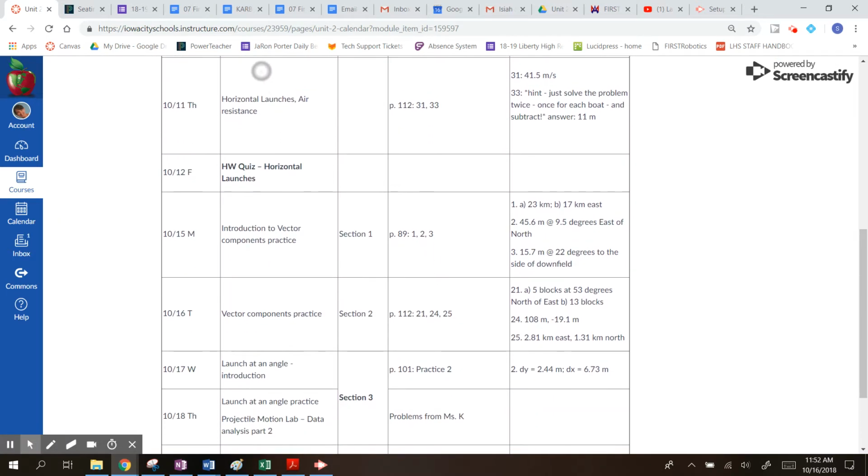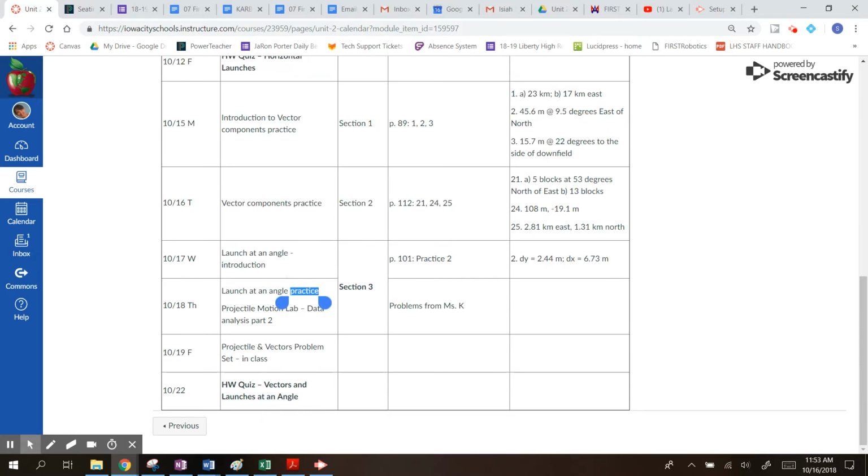So we are down at the bottom here. So this was the one that we did for today. Tomorrow, it's going to be 21, 24, and 25 from page 112. And then we'll move on. The other reason that I wanted to pull this up for you is to make you aware of the fact that we are getting close to another quiz, okay, to the end of this unit.